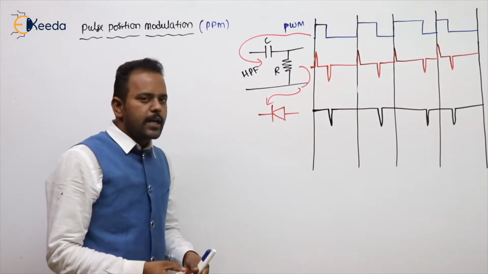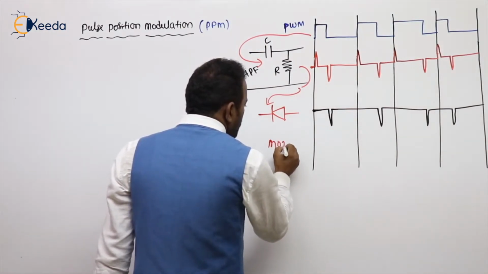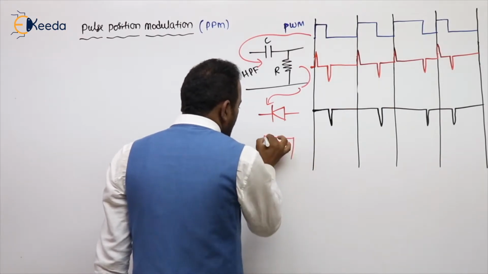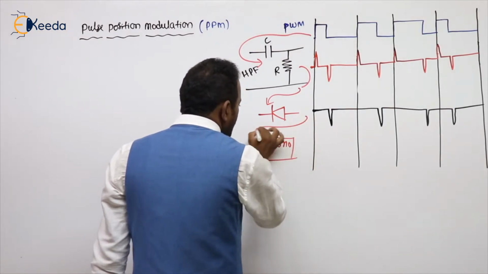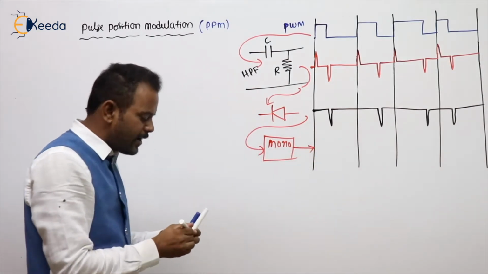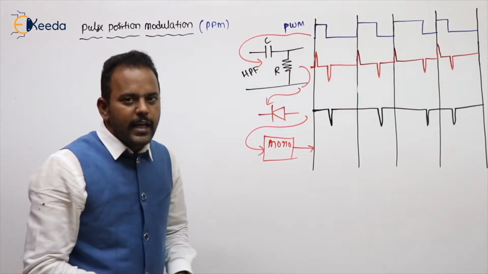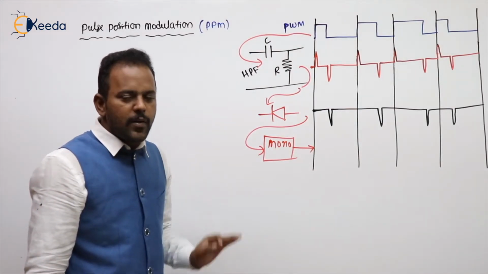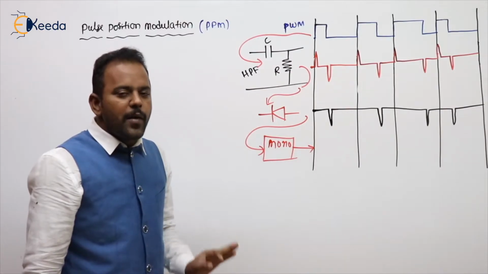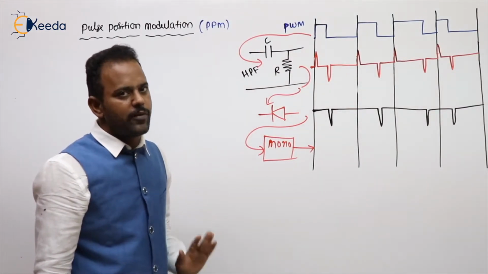And all these are given to where? All these are given to a monostable multivibrator as a trigger. What is a monostable multivibrator, sir? It has one stable state and one unstable state. It goes to the unstable state whenever an external trigger is given.